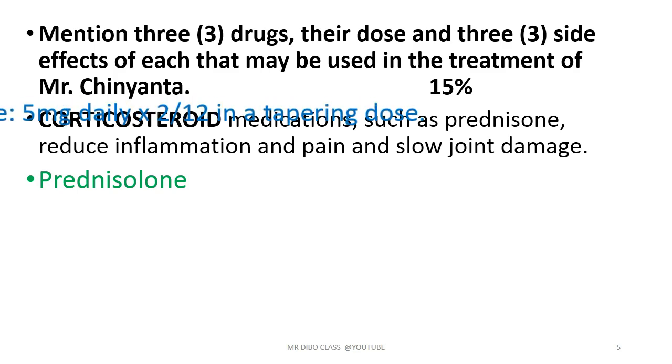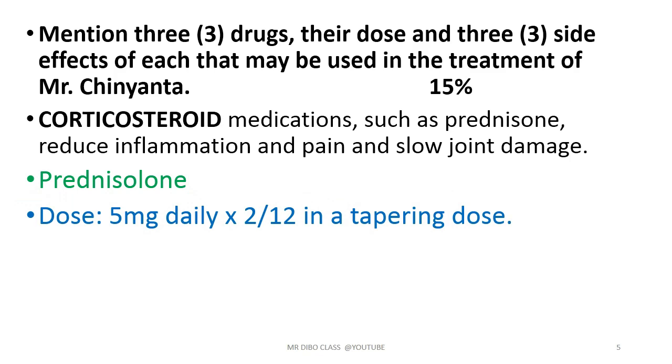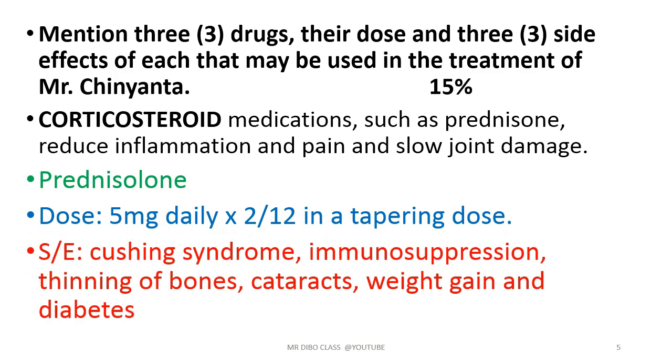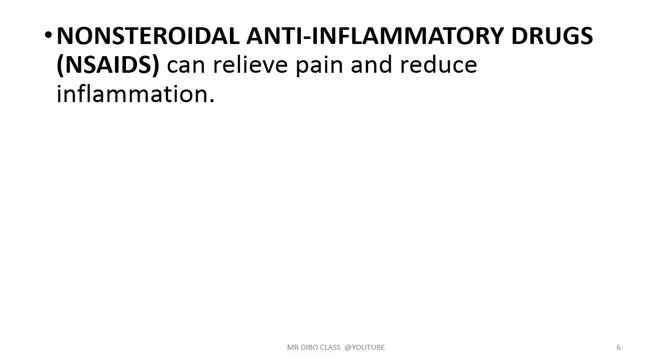Now, prednisolone, remember they're asking for the dose and the side effects. So prednisolone, the dose is 5 milligrams daily, which can be given in temporary doses, 2 out of 12 months, at least for 2 consecutive months in a year. So when you see 2 over 12, they are saying 2 months just out of 12. Then for side effects, we are saying there's Cushing syndrome, immunosuppression, thinning of bones, cataract, weight gain, and diabetes. So this is an example of corticosteroids. You can pick any other corticosteroid, but remember the side effects.